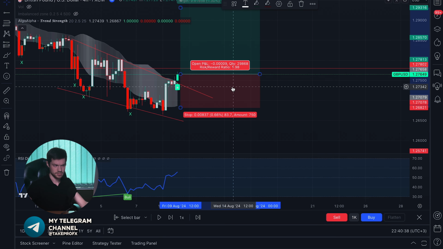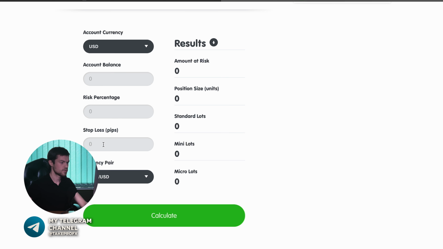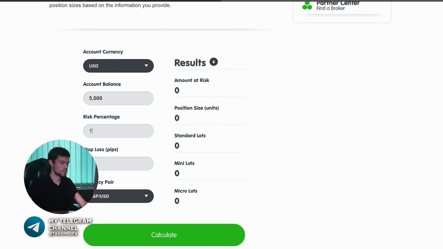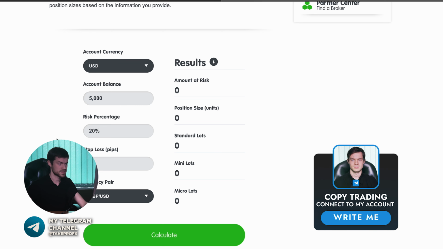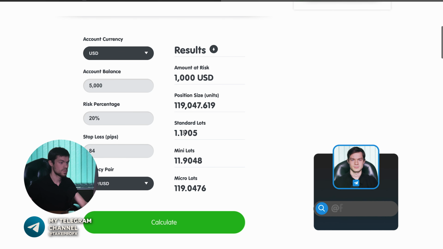How to determine it? We either look at this value of 84 points. 84 points on this side is basically the same thing. 84 points is the top. I have a balance of, for example, $5,000. I'm going to lose, for example, $1,000. That's 20% of my original deposit. Here is 20%, click calculate, and here we have standard lots, mini lots and micro lots.